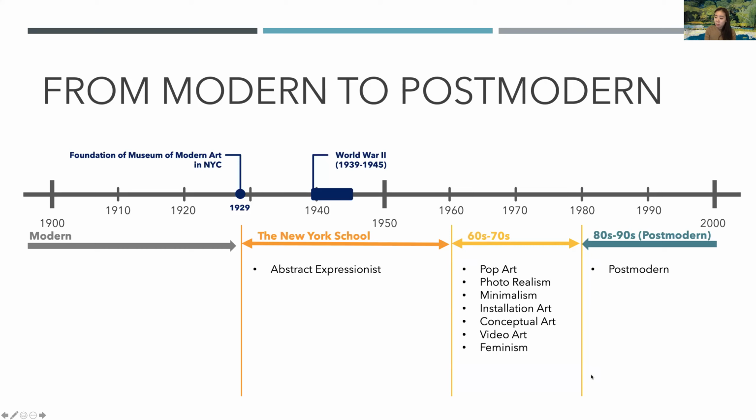So again, the modern art movements arose in Europe since the foundation of Louvre Museum in Paris. However, after the foundation of the Museum of Modern Art in New York City, the art trends moved from Europe to America. So painters associated with the first major post-war art movement are commonly referred to as the New York School.